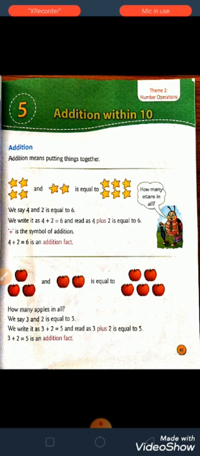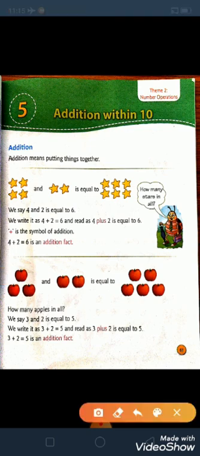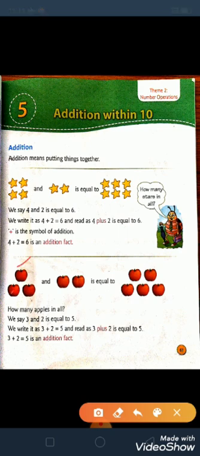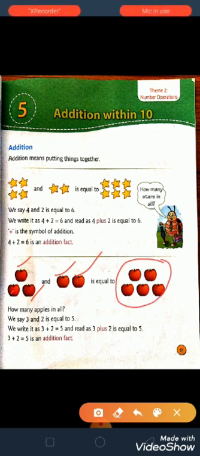Like that, here some apples has been given. At first we have to count it. 1, 2, 3. Here 3 apples. 1 and 2. 2 apples. Now we have to add it. 1, 2, 3. 3 apples plus 2. 4 and 5. So total, how many apples? 5 apples.